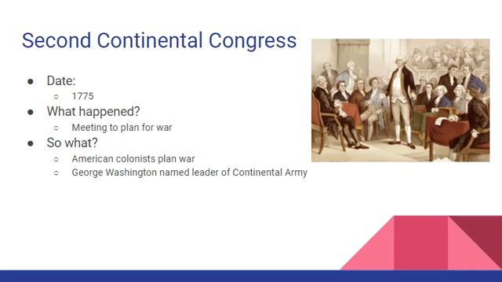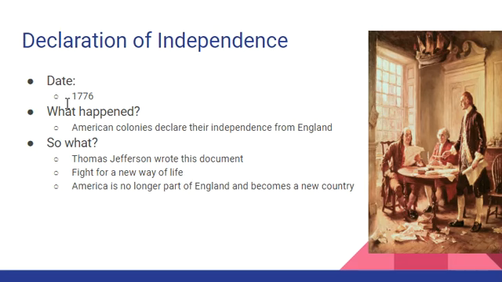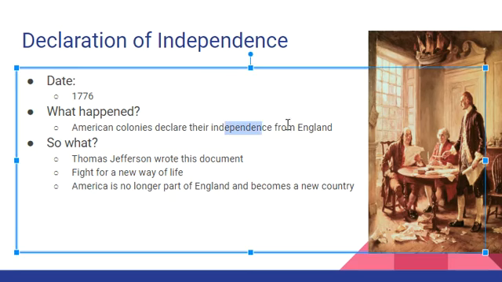The Declaration of Independence happened in 1776. American colonies declared their independence from England. So all the colonies signed the Declaration. It was just a piece of paper. And what they're saying is they are independent from England. They're no longer part of England, and the United States is its own country now.